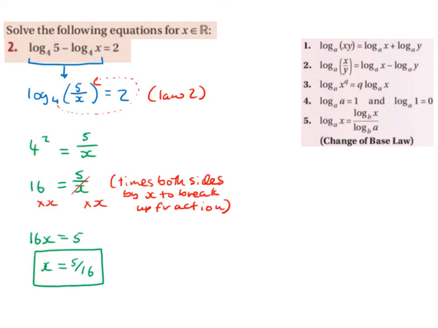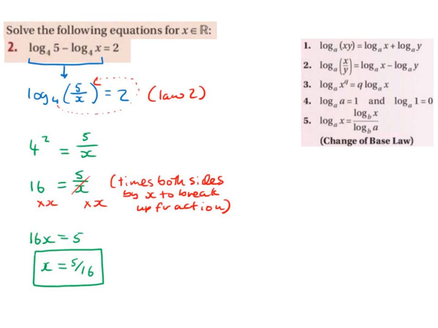4 squared gives us 16, so 16 equals 5 over x. And we want to break up this fraction, so we're going to have 5 divided by x. The opposite of divide is multiply. So we're going to multiply by x on either side. So we get 16 multiplied by x is 16x. And we're just left with 5 on the right hand side. So we had to multiply both sides by x to break up the fraction.